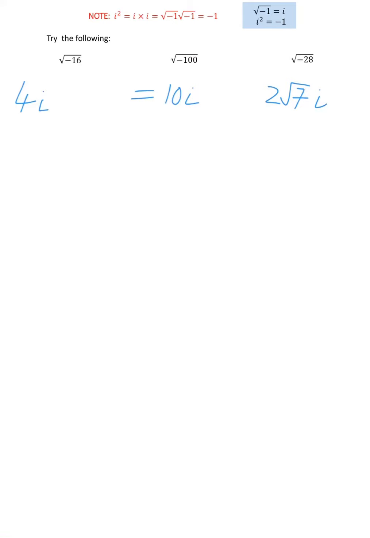Okay, so up here as well, you've seen I've put a note here that i squared is i times i, which is the square root of minus 1 times the square root of minus 1, which is equal then to minus 1. And you'll always see this in complex numbers questions, that i squared is equal to minus 1. And you'll see that in the later videos as well.